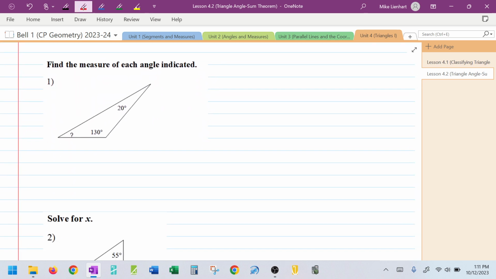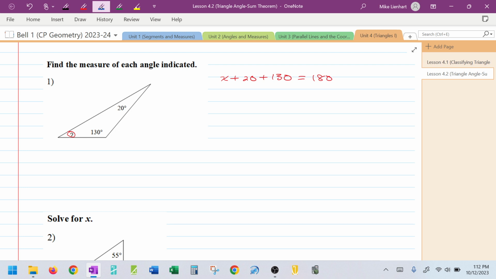They're going to give us a problem like this first one here. It says find the measure of each angle indicated. Well, there's only one angle indicated by the question mark. I'm going to call the question mark X. And what I know to be true is that X plus 20 plus 130 has to add up to 180. This is what is known as the triangle angle sum theorem.